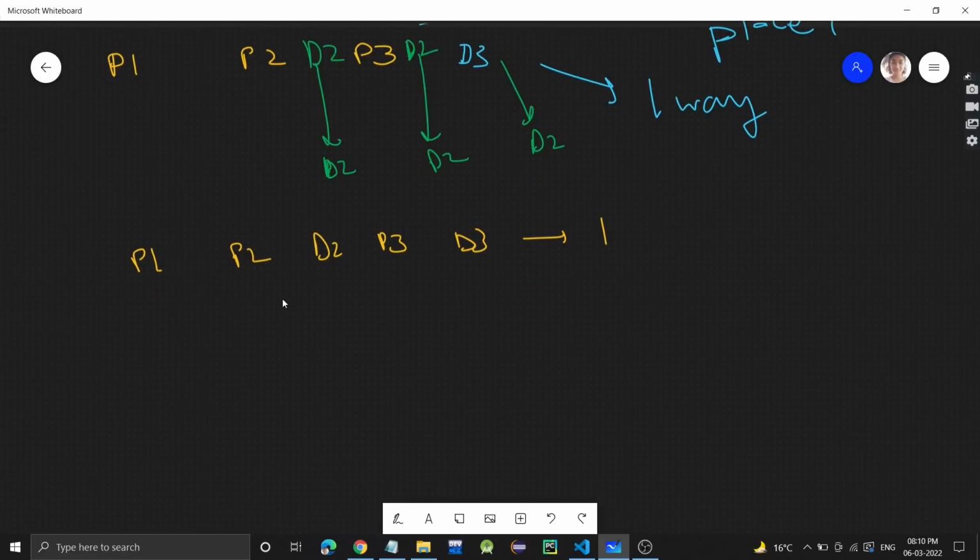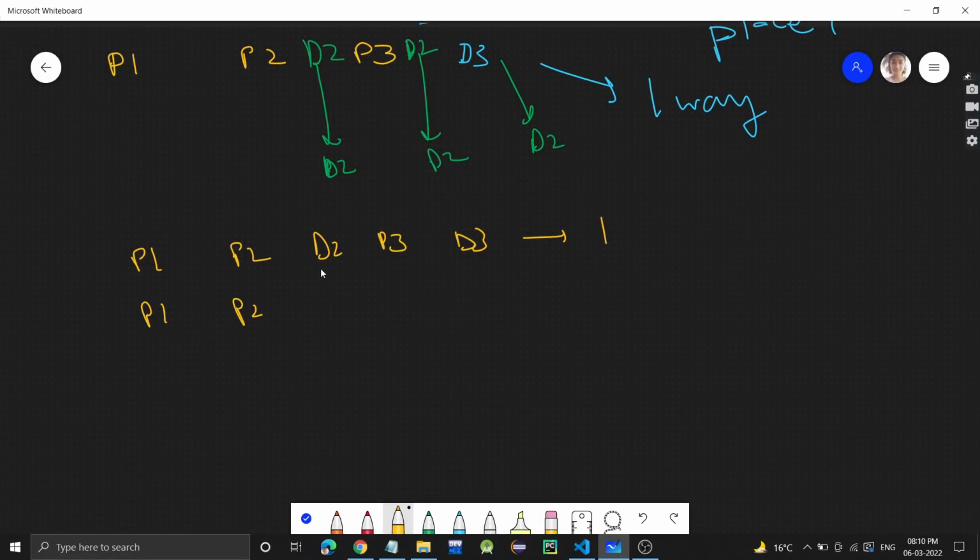Another way could be p1, p2, then I have p3, and then after p3 I'm placing d2, then d3. So this is also one way. And the third way could be placing d2 after d3. So p1, p2, then we have p3, and then d3, and then d2, so here at the end.